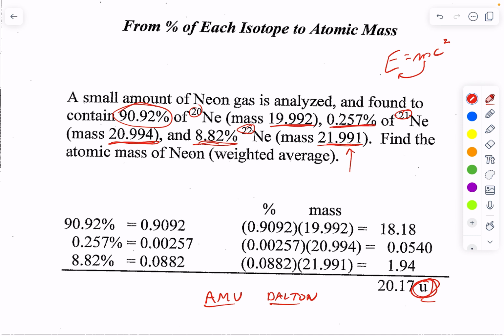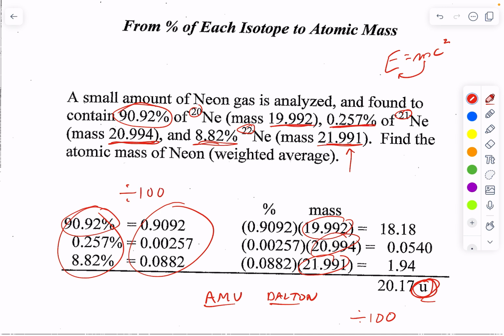Now, when we do the math, you can do it as percentages, where you convert your percentages into decimal equivalents ahead of time, or you can multiply the percentages times the masses, and then at the end of the problem, divide by 100. So you can either divide by 100 up front or divide by 100 at the end. In this problem, we took the percentage times the mass, plus percentage times the mass, plus percentage times the mass, and these are added together.